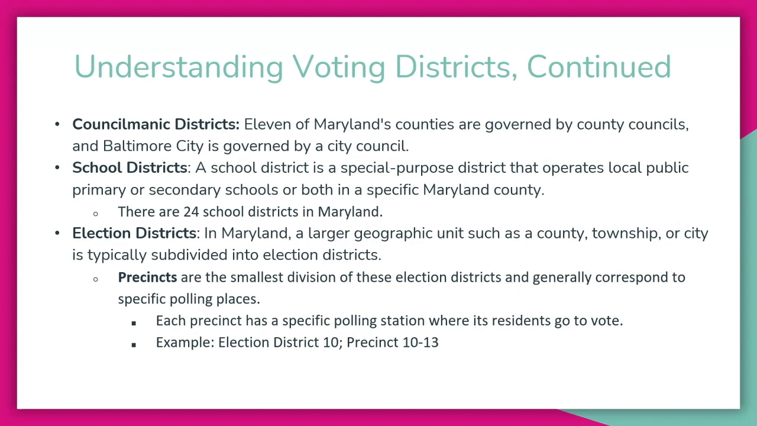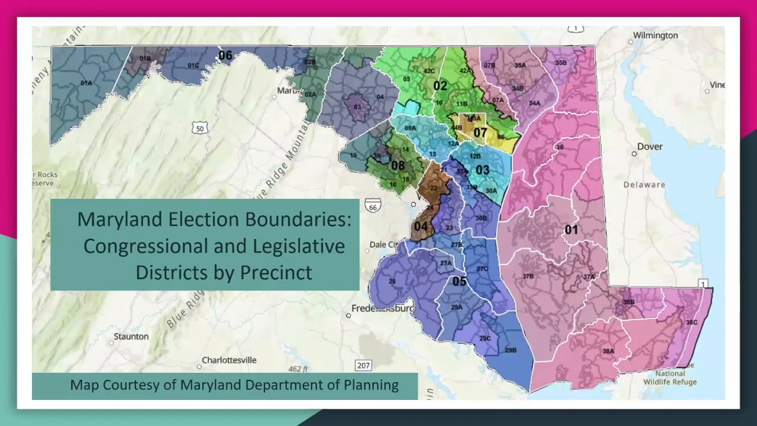Maryland also uses election districts to divide larger geographic units such as counties, townships, cities. In these election districts, precincts are the smallest division of these districts and generally correspond to an individual's specific polling place. Each precinct has a specific polling station where its residents go to vote. Election districts and precinct numbers would generally correlate to each other.